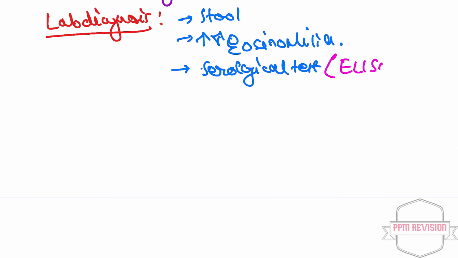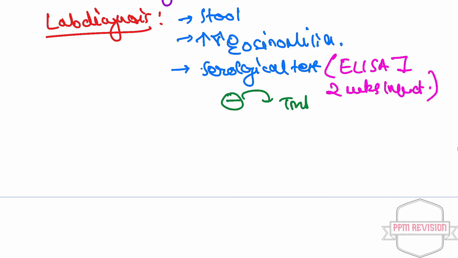It also becomes positive mainly within 2 weeks of infection, and it can turn negative as well. So it is negative after the treatment. This needs to be known.